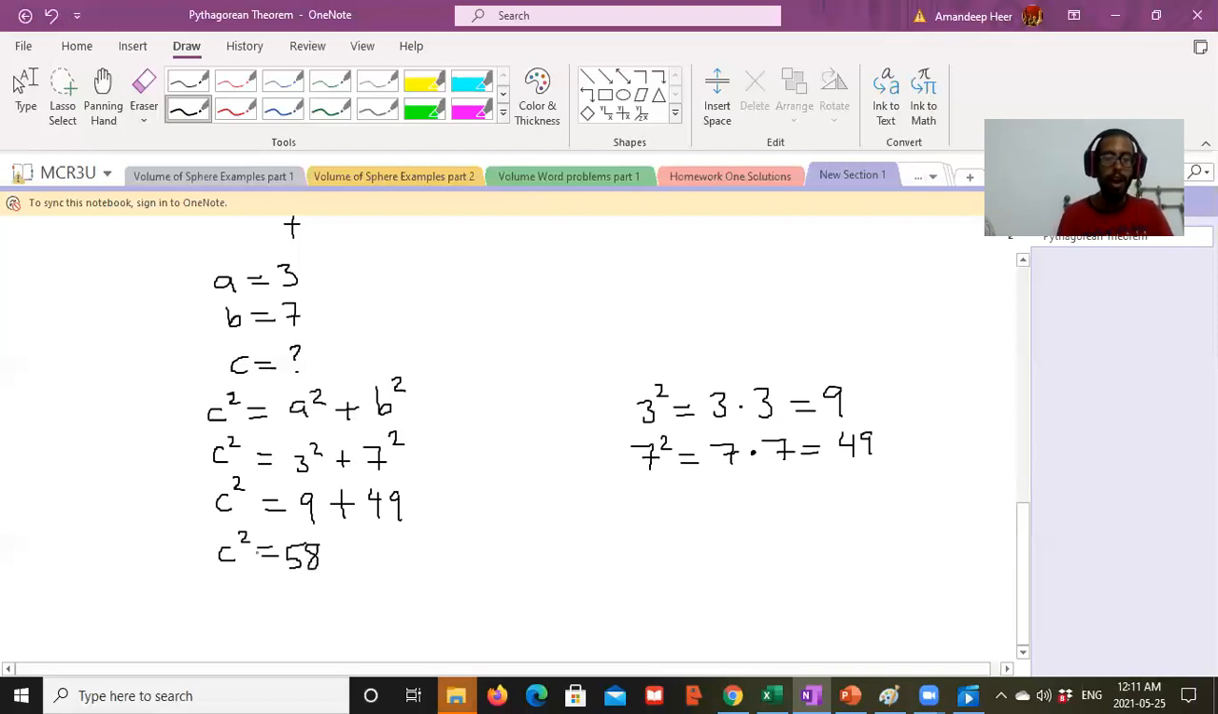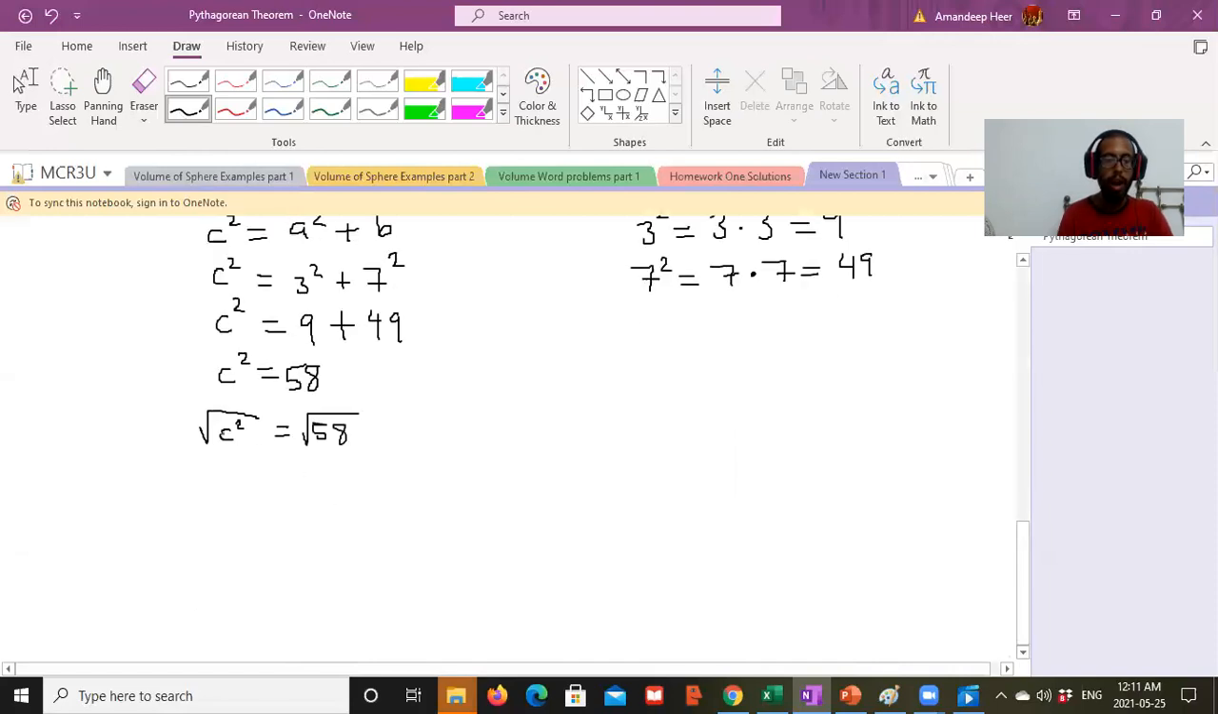Now we have this exponent 2 here, that small number. In order to get rid of that 2, we're going to take the square root of this. But if I take the square root of the left-hand side, I must also take the square root of the right-hand side.